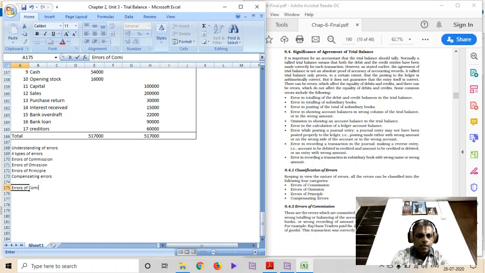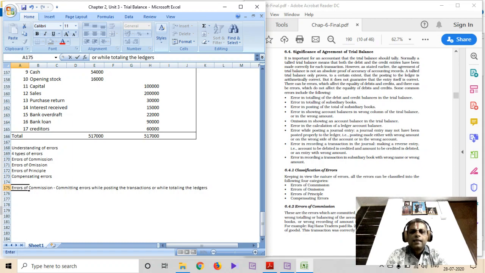Errors of commission. Committing errors while posting the transactions or while totaling the ledgers. These are all examples of errors of commission.